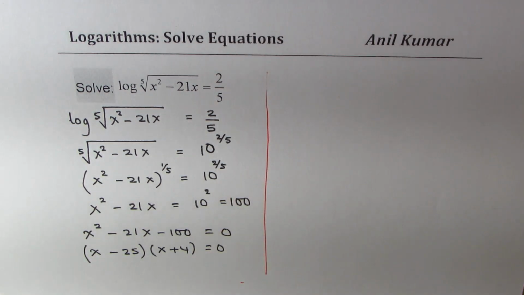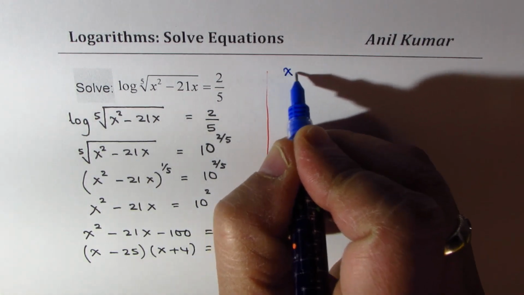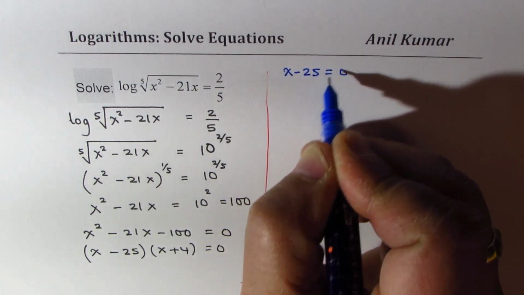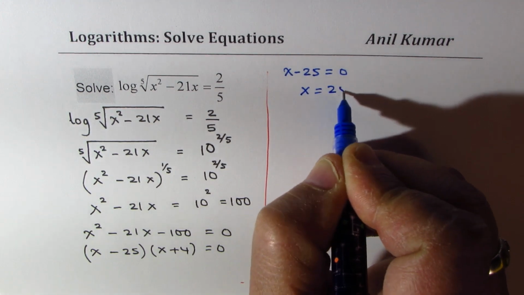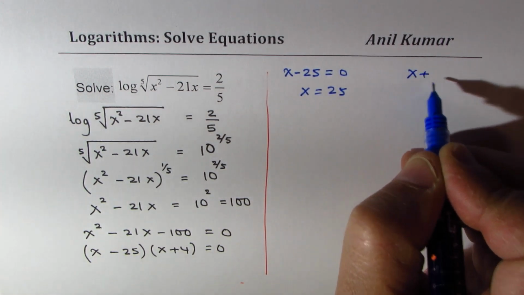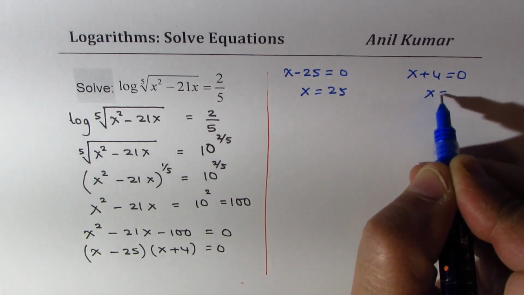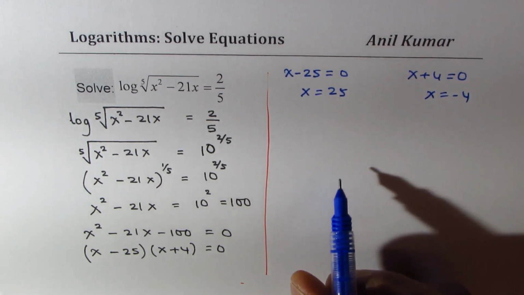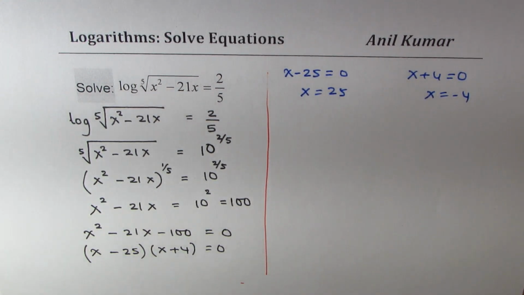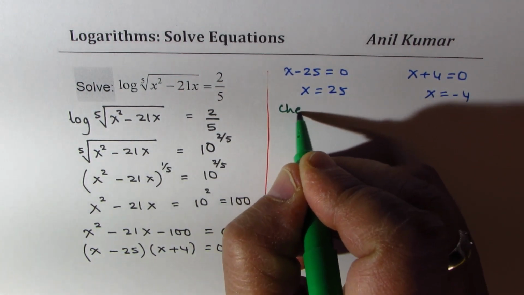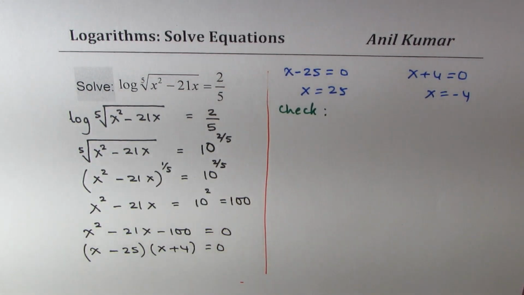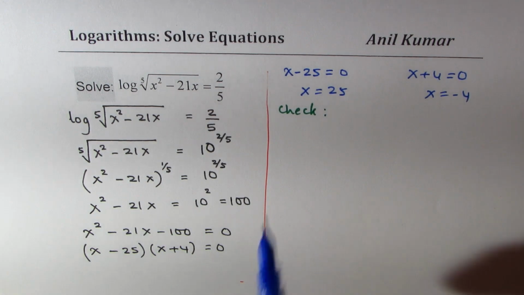Okay, so let's look into these solutions. The factor x minus 25 equals 0 means x equals 25. And the other one, x plus 4 equals 0, gives us x equals minus 4. So these are the two solutions. Now let us again check. Checking is a part of the solution of any logarithmic equation. At times you may feel it's a waste of time, but it's kind of important.